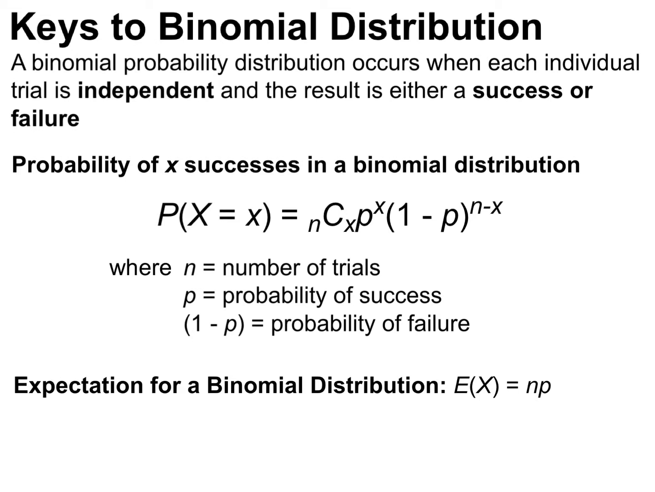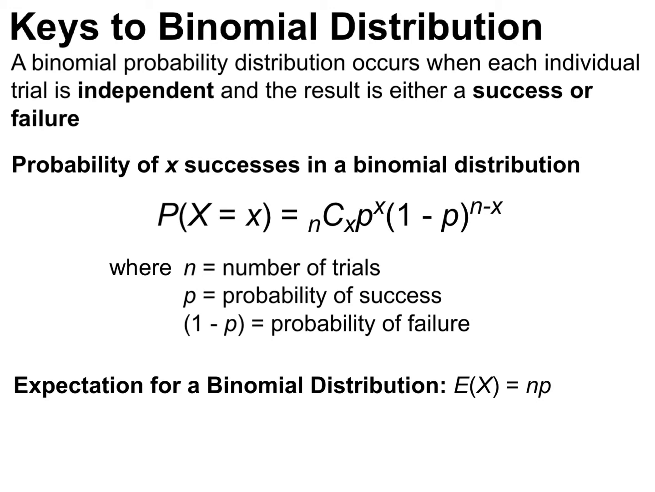So here are some keys that we've talked about before in class, but we'll just sum it up here. Binomial distributions happen when trials are independent and the results are either a success or a failure. The probability of a certain number of successes follows this formula over here. N represents the number of trials, P is the probability of success, and 1 minus P is the probability of failure. So you just subtract the probability of success from 1.